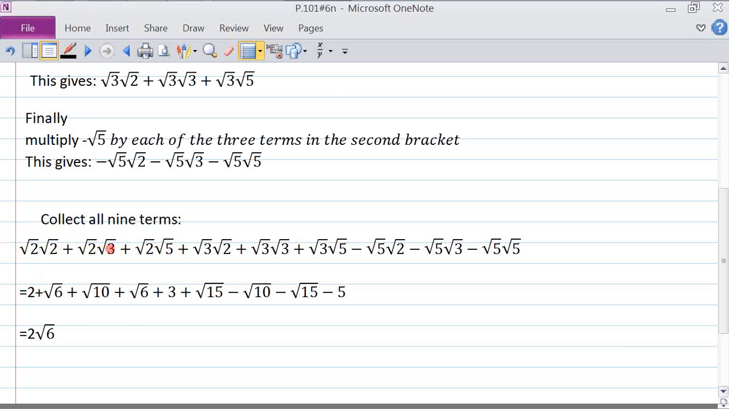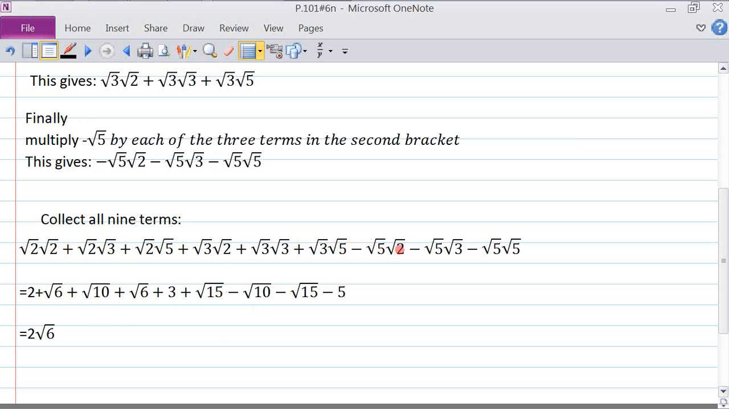The square root of 2 times the square root of 3 is root 6. Square root of 2 times square root of 5 is root 10. Square root of 3 times square root of 2 is root 6. Square root of 3 times square root of 3 is 3. Square root of 3 times square root of 5 is square root of 15.